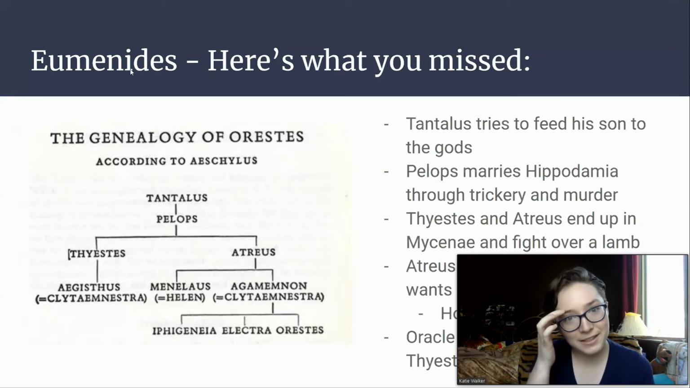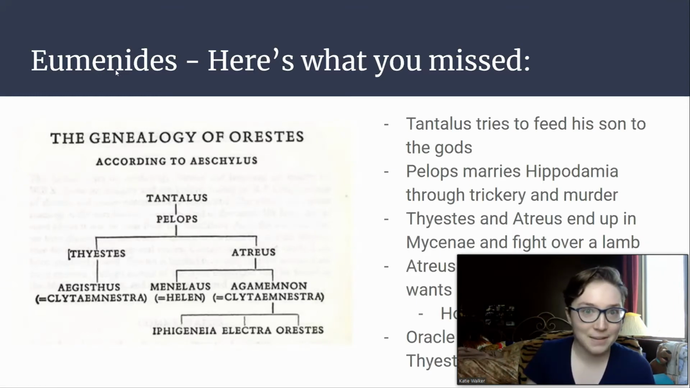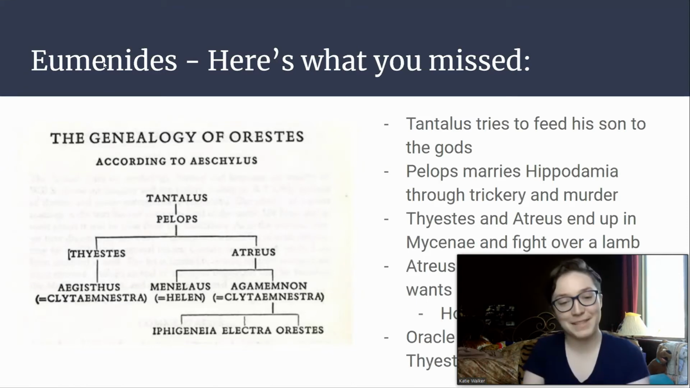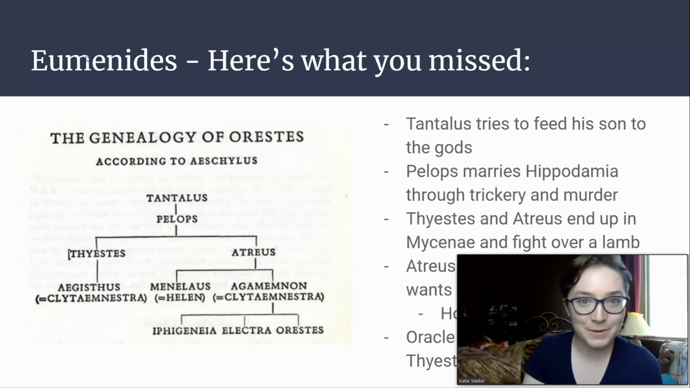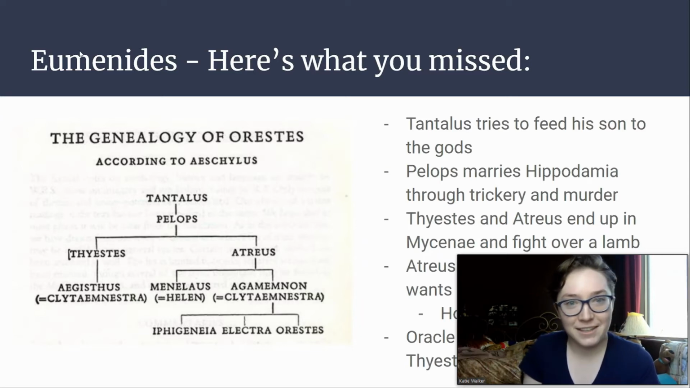Okay, so the history leading up to this is really just long and complex, and it has everything to do with this family that is cursed, and so many terrible things happen to them. But also, it's kind of their own fault. So, you know, you reap what you sow, am I right? So Tantalus, I think we all remember that story. He tried to feed his son Pelops to the gods. The gods weren't super happy about this. So they sent Tantalus down to the underworld to be punished for all eternity. And they revive Pelops. So he gets to just go about his business.